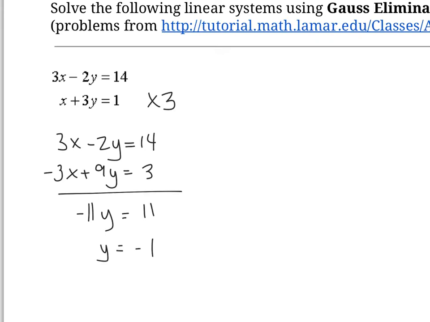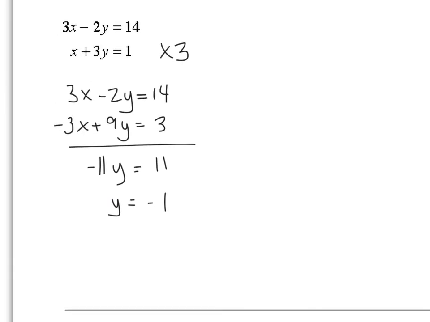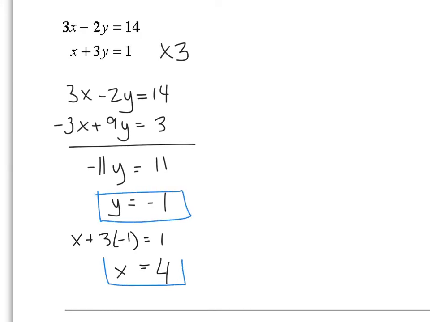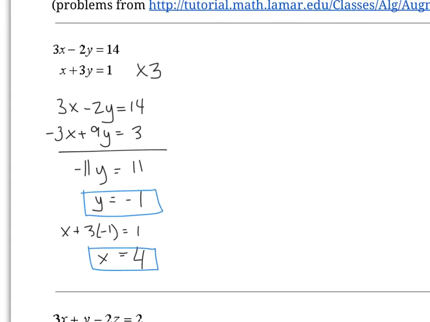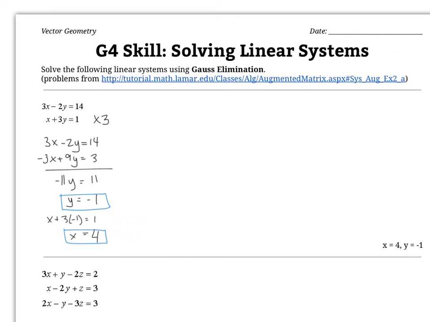Once I know y, I can just plug that into either equation to solve for x. So I'm just going to plug it into the second one because the numbers are a little bit easier to work with. X plus 3 times negative 1 equals 1. Bring that to the other side. X is going to end up being, let me think for a second, 3, 4, right? There we go. So we've solved our system. These are our answers. And then, by the way, the answers are in the bottom right corner of the pages as well. I just wanted to check that I got it right.